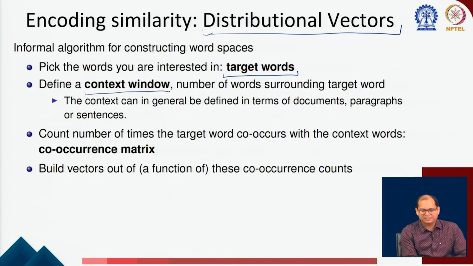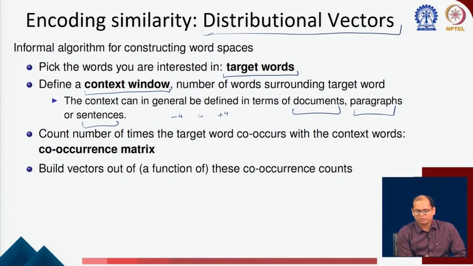to count co-occurrence, like what are the distributions, you define some context window. Let's say the number of words surrounding your target words. So it can be like in the same sentence, if two words occur, I will call them co-occurring. If they occur within 4 words of each other, I can call them co-occurring. So context window can be many things. It can be whole document, paragraph, sentence, even -4 words, +4 words to the center word. So you can define this context window in various different ways.